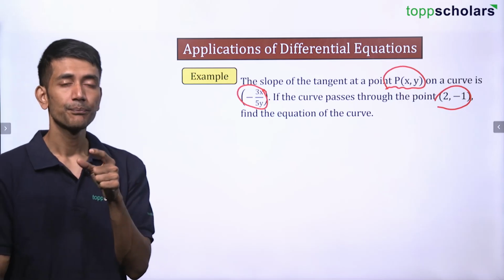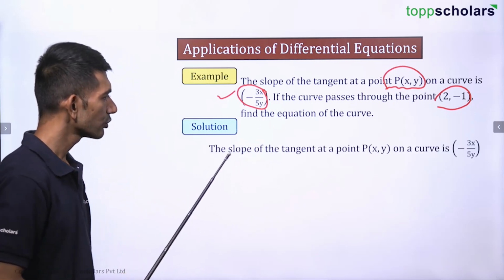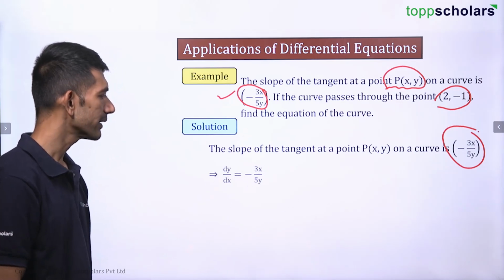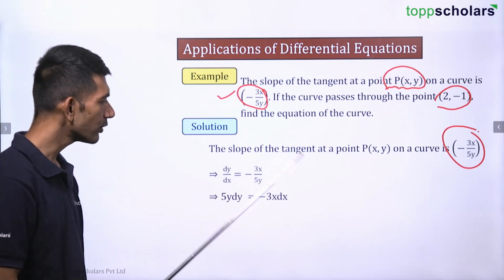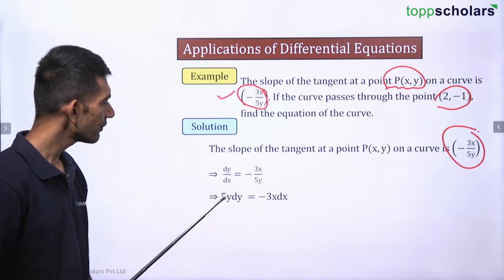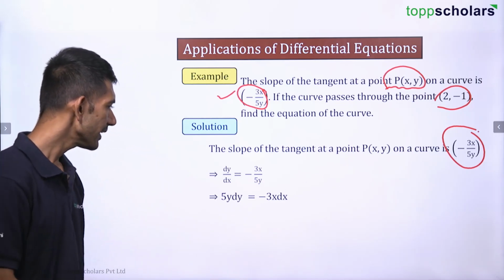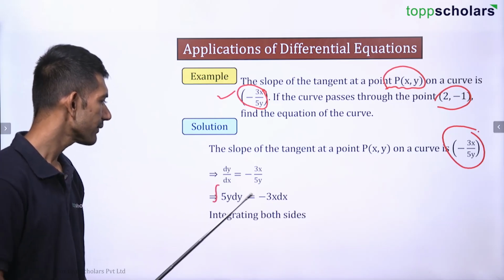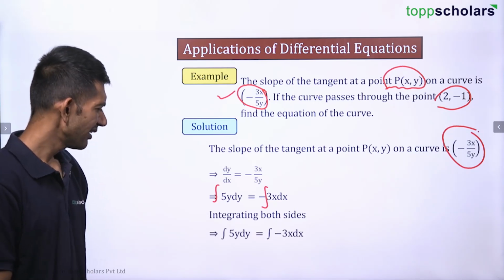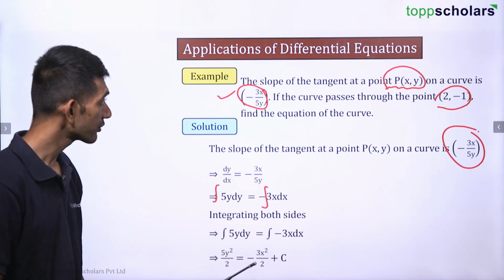Slope is nothing but dy by dx, right? So dy by dx is already given to you. The slope of the tangent is minus 3x by 5y, so dy by dx is equal to minus 3x by 5y. Now this you already know how to solve by the variable separable method. You take y on one side, x on the other side. So 5y dy is equal to minus 3x dx. Integrate on both sides. So the integration of 5y dy is equal to minus 3 times the integration of x dx. You can solve this further easily. That becomes 5y square by 2 is equal to minus 3x square by 2 plus c.